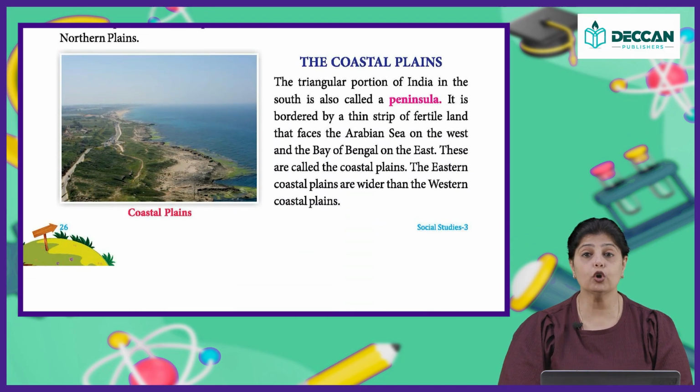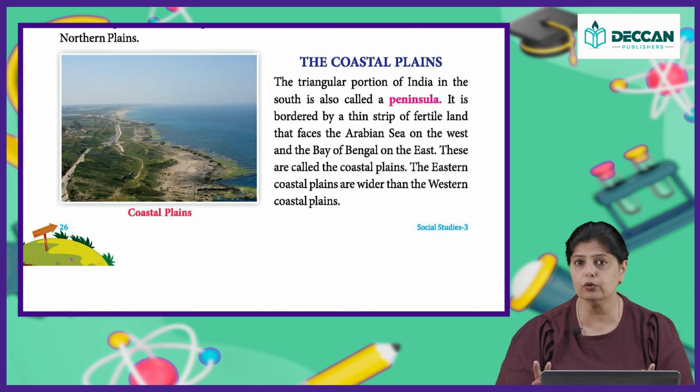Now let's talk about the coastal plains. Like we have the northern plains, we also have the coastal plains. So coastal means near the sea. Okay. So the triangular portion of India in the south is called the peninsula. Now why is it known as a peninsula? Because it has water on all sides. Okay. So on all three sides they have water, and that is why it is known as the peninsula.